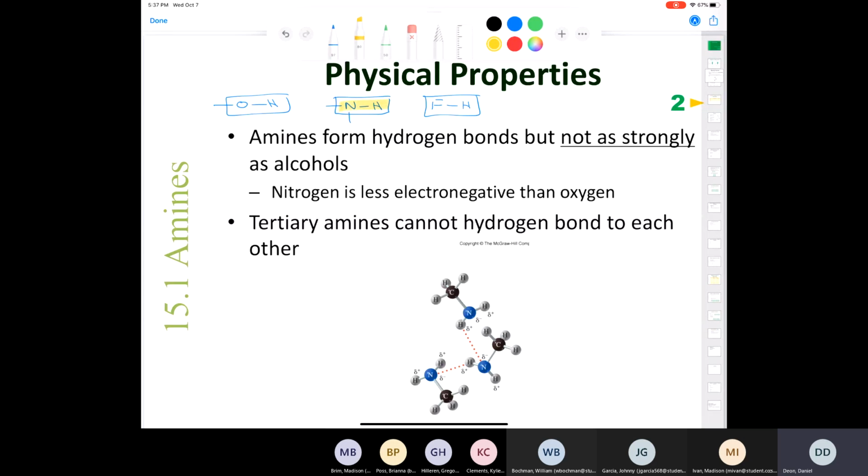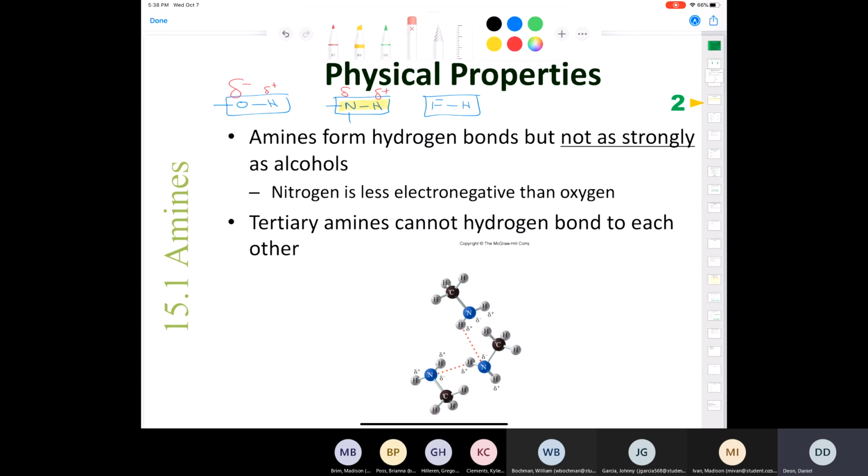The reason why the hydrogen bonds between amines that are shown down here and right here are not as strong as those between alcohols is because the electronegativity of nitrogen is less than the electronegativity of oxygen. And so the net result is that you'll see that you have more partial negative charge on the oxygen of an alcohol than you do in an amine, right?